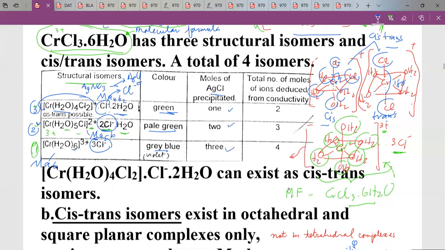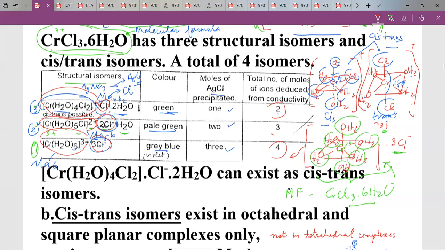Okay, of course, conductivity also is different. This is 2. Why? Okay, why is conductivity 2? Because 1 plus here is 1 ion, 1 Cl minus here, 2 ions. That is 3 conductivity. Why? It's 1, 2 plus, and 2 Cl minus here. So it's 3. So it's 4 conductivity. Why? There's 3 Cl minus and 1 3 plus here. Okay. So you can see structural isomers can also exist as cis-trans isomers for octahedral complexes.